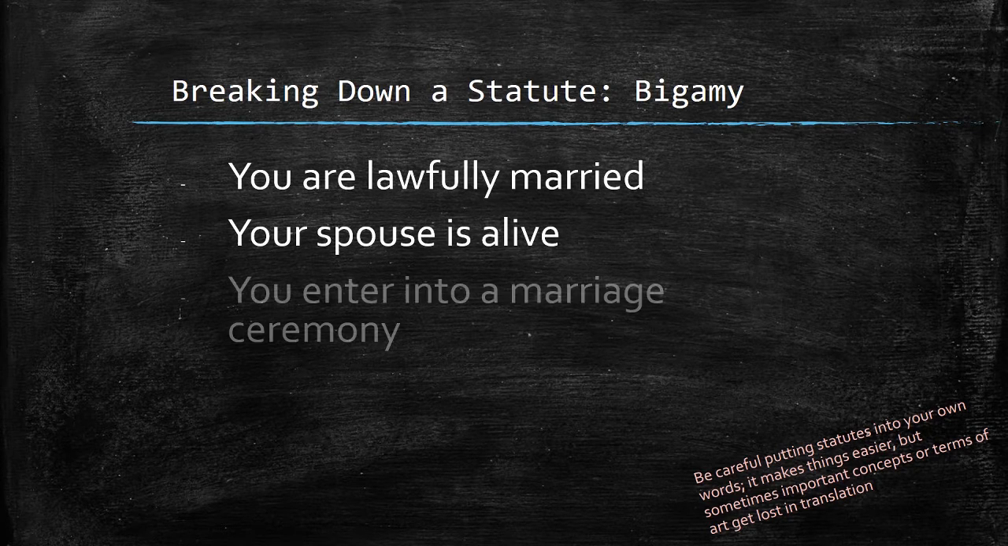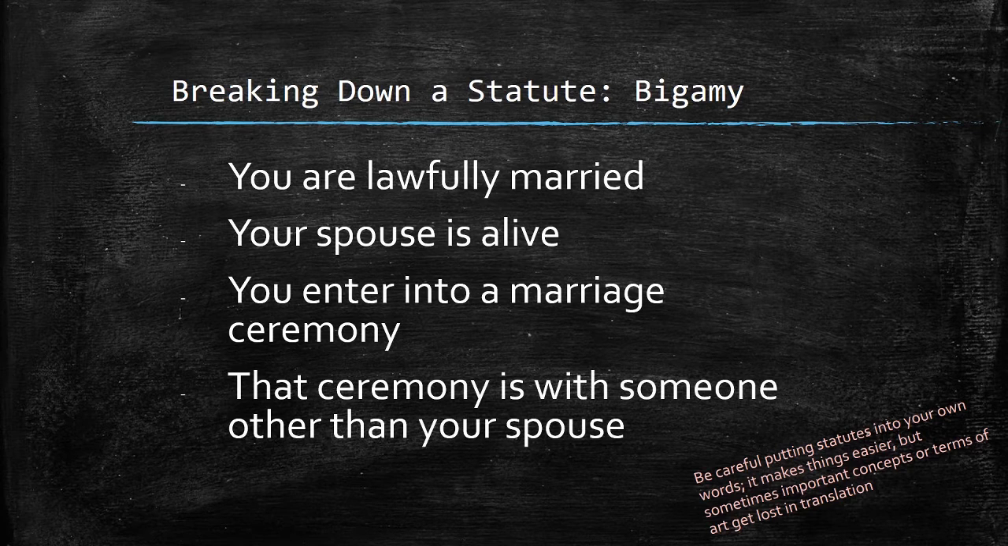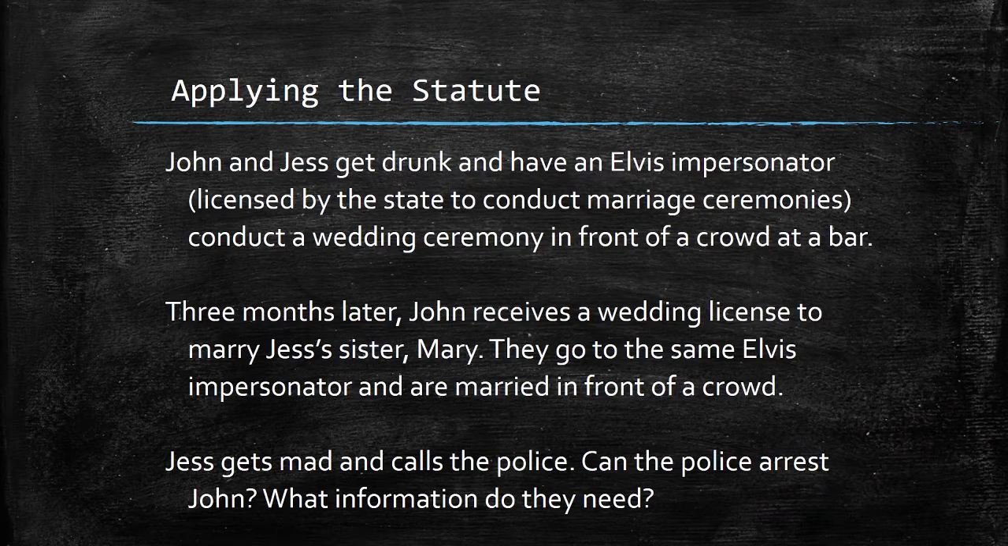Lawfully married, spouse is alive, marriage ceremony, someone other than your spouse, bam, guilty, bigamy. So, John and Jess get drunk and have an Elvis impersonator, licensed by the state to conduct marriage ceremonies, conduct a wedding ceremony in front of a crowd at a bar. 3 months later, John receives a wedding license to marry Jess's sister, Mary. They go to the same Elvis impersonator and are married in front of a crowd. Jess gets mad and calls the police. Can the police arrest John? What information would they need?